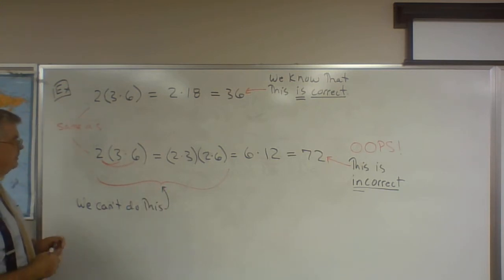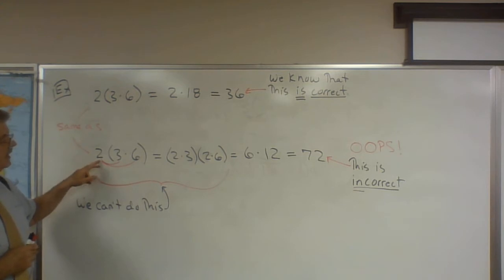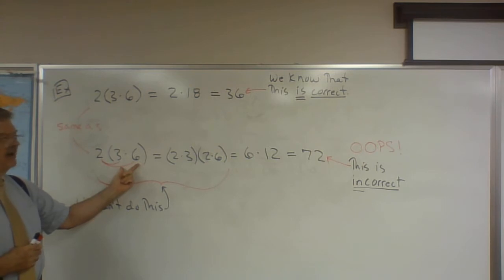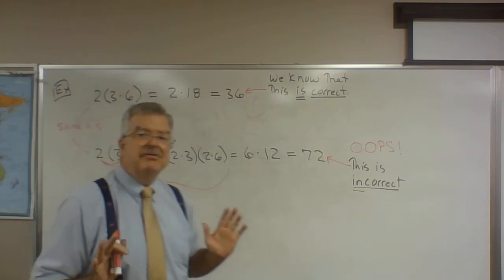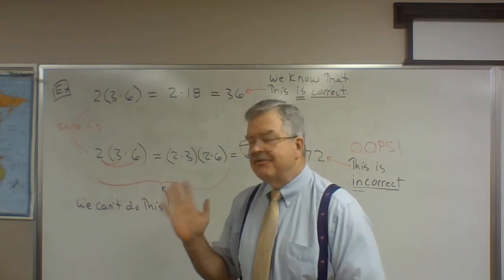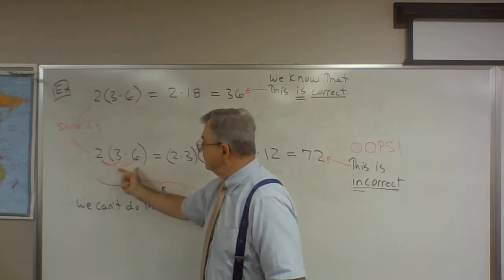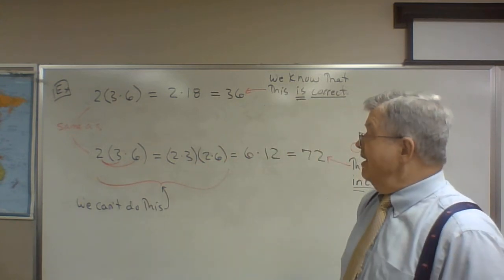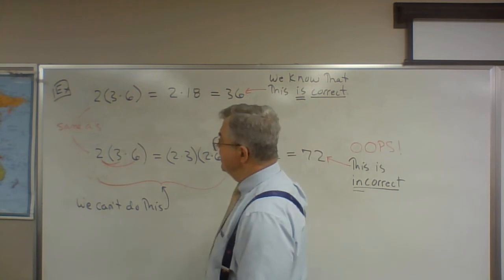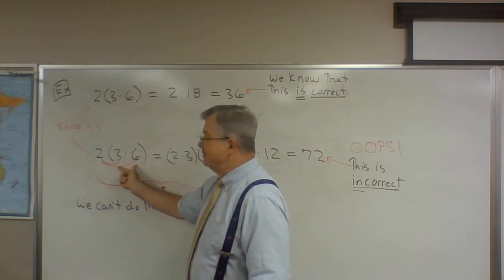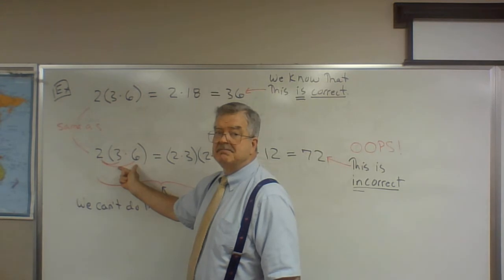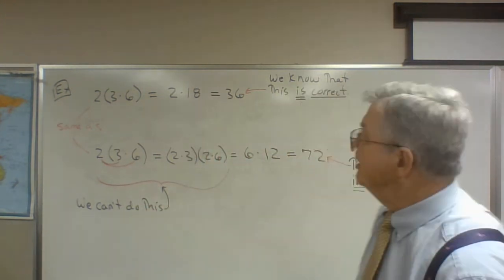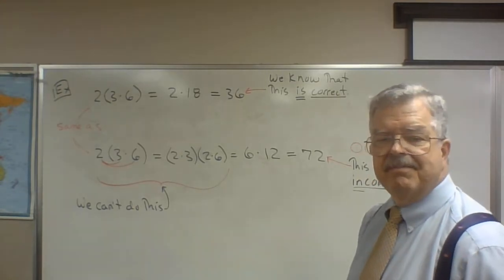We can't do this. We can't take a multiplier and distribute it to each factor of the product. There is no such thing as a distributive law of multiplication over multiplication. Doesn't work. So our problem was we tried to take a multiplier and distribute it to each factor of a product. Doesn't work. So let me summarize this.